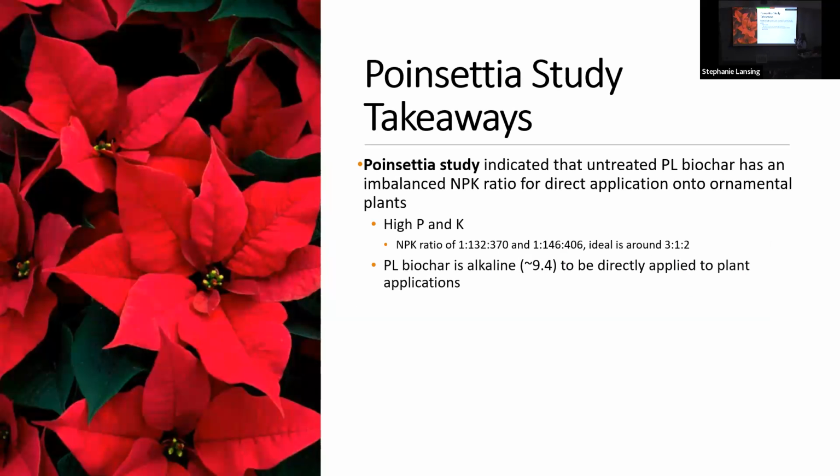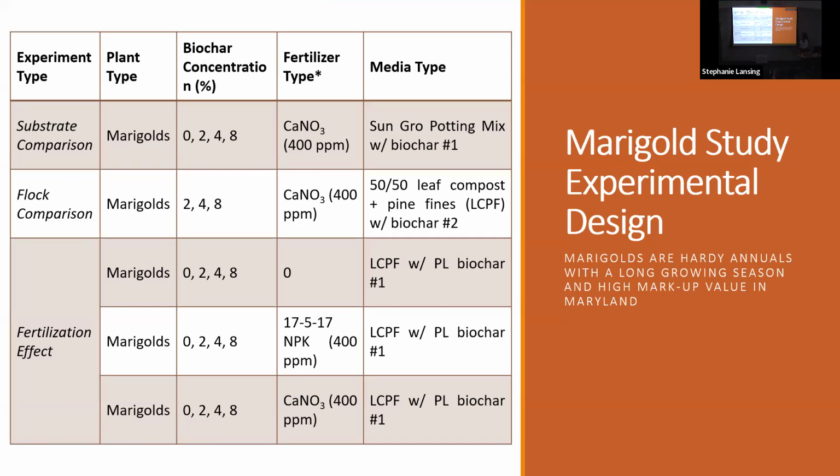So the overall takeaways from this poinsettia experiment were that this poultry litter biochar that I'm applying has extremely high phosphorus and potassium and is very alkaline, with a pH of around 9.4. So these two main components need to be addressed before going on to the next ornamental study. That was addressed through a variety of different ways in the marigold study.